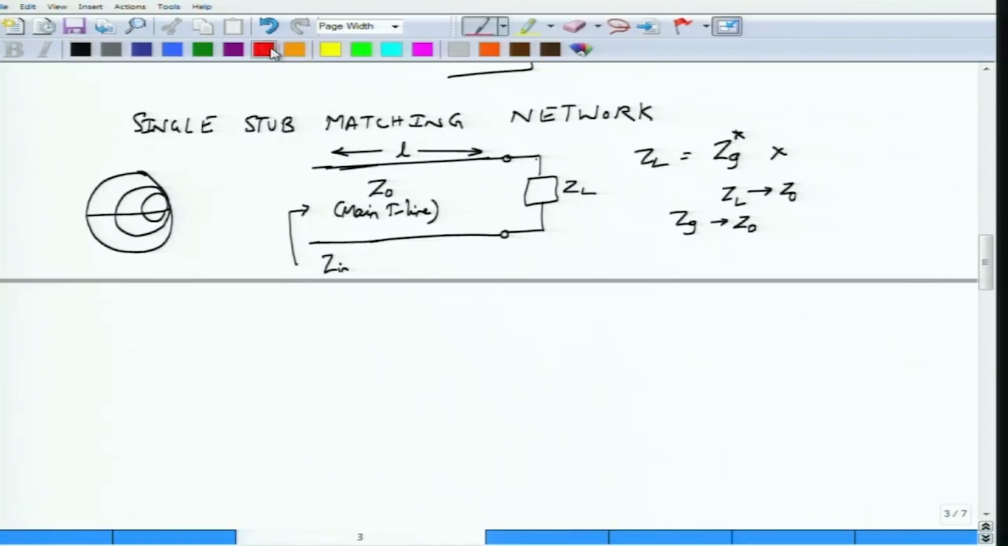Okay, so I have these constant R and X circles, correct? On the Smith chart I have all these constant circles. Now I also know that there is a unit circle on the Smith chart, right? On the unit circle, what are the impedances? The impedances on the unit circle are of the form 1 plus jx, correct? If I were to use this Smith chart as an admittance chart, then the admittance on the unit circle will be 1 plus jb.